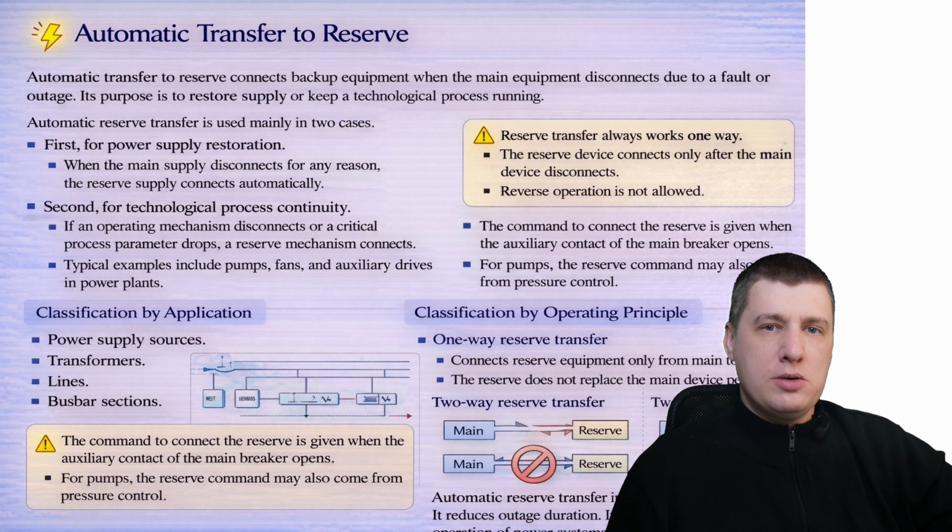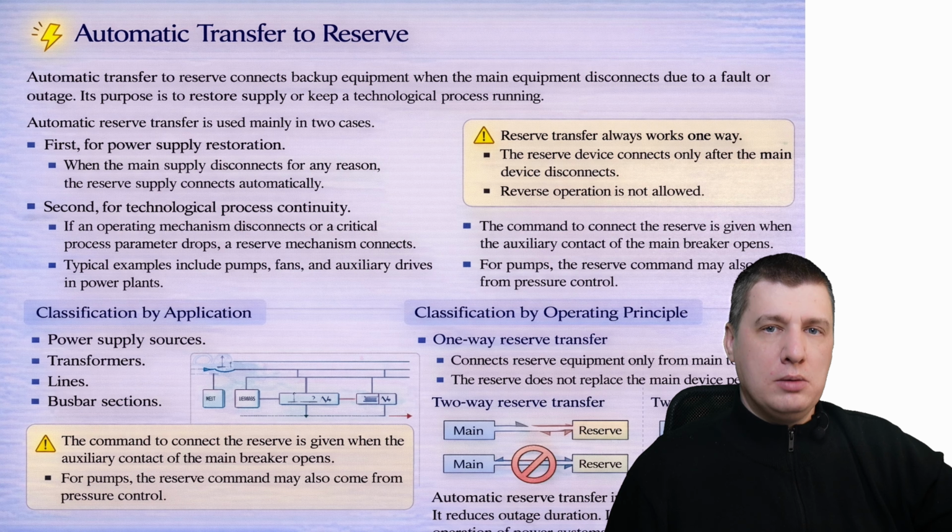Automatic transfer to reserve connects backup equipment when the main equipment disconnects due to fault or outage. Its purpose is to restore supply or keep a technological process running. Automatic reserve transfer is used mainly for 2 cases. First, the power supply restoration. When the main supply disconnects for any reason, the reserve supply connects automatically.